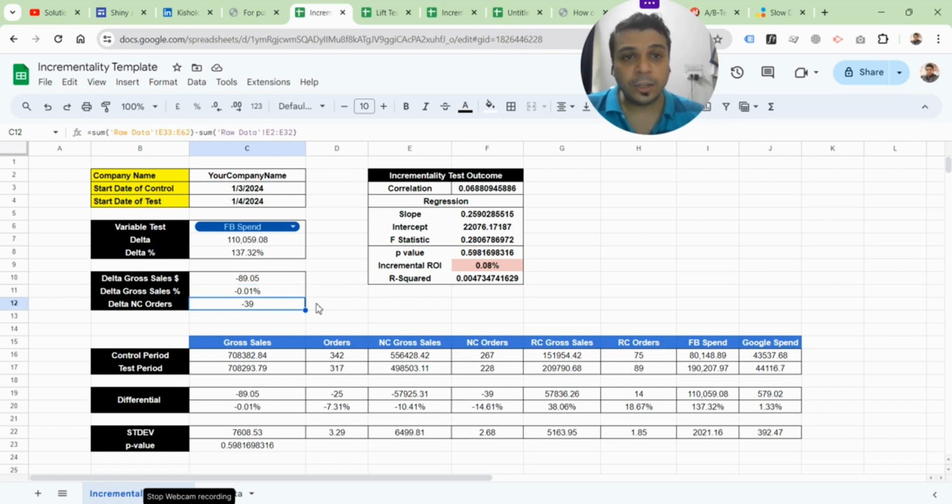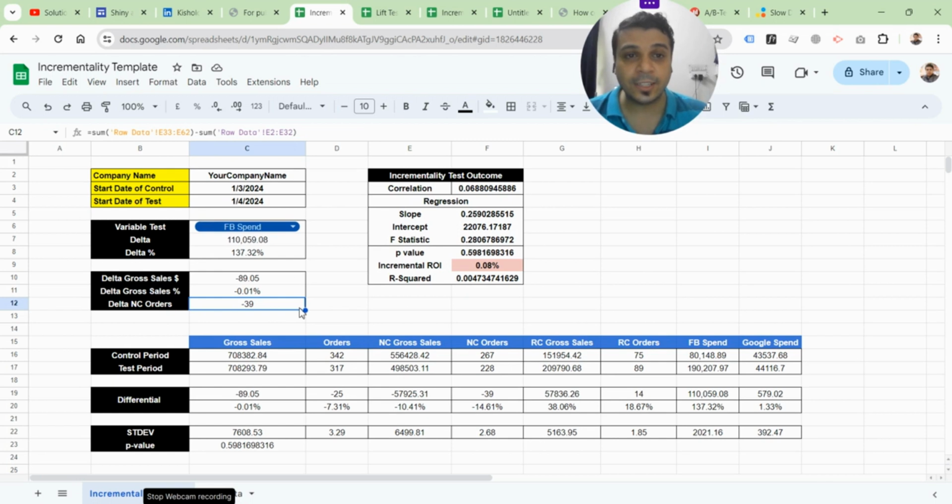So this is the delta number of new customer orders. This is another important thing as well, and you can see that's also negative. It's important because from channels like Facebook, you probably try to do more acquisition, so that later down the line they can generate more lifetime revenue for you, because of repeat purchases.